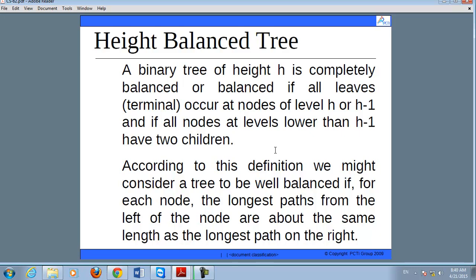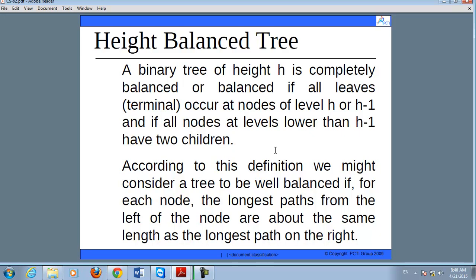If the balancing factor is 0, 1 or -1, it means the tree is a balanced tree, or the balance of a node is normal. It means it is balanced. But if the balancing factor is other than 0, 1 or -1, then you have to balance it by rotation functions or by performing the rotation operations.